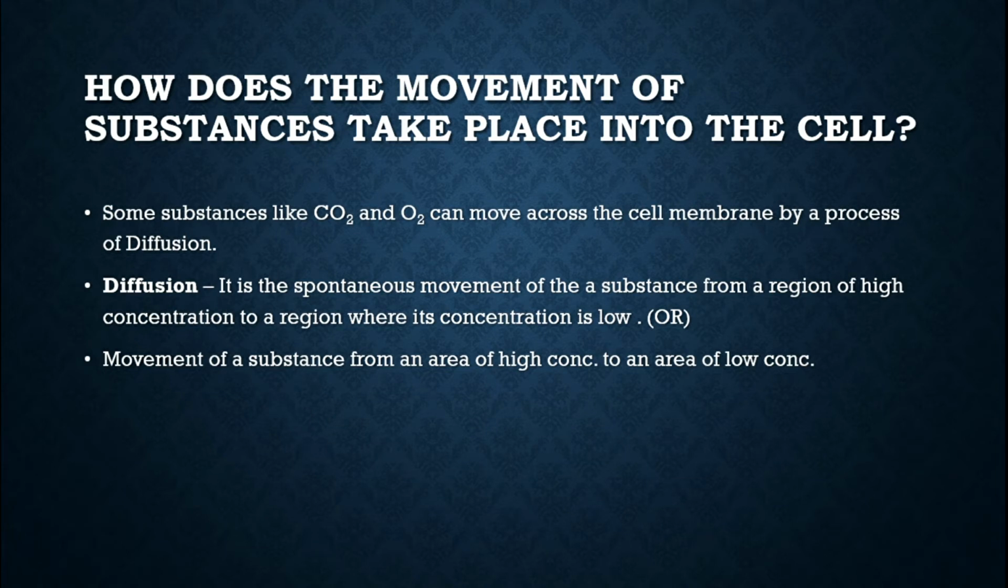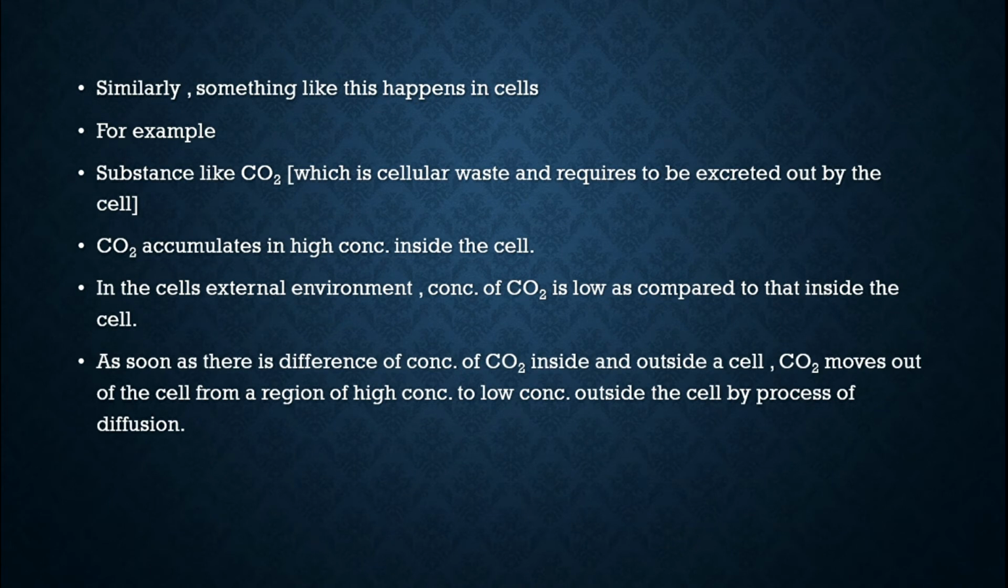Now let's see how it works. Take a substance like CO2. Carbon dioxide is a cellular waste which has to be excreted out. CO2 accumulates inside a cell in a very high concentration, while in the external environment its concentration is very low. To become stable, the substance moves from high concentration to low concentration. So as there is a difference in concentration of carbon dioxide inside and outside the cell, carbon dioxide moves out of the cell from high concentration to low concentration. This process is known as diffusion.